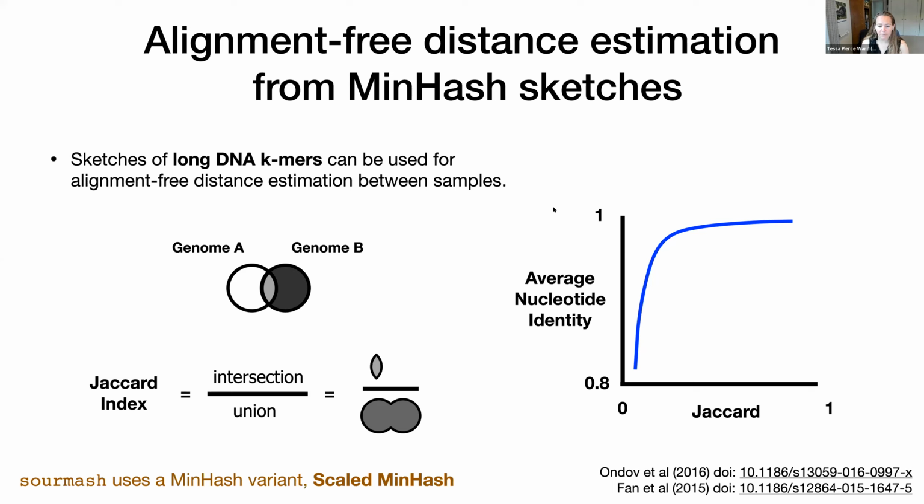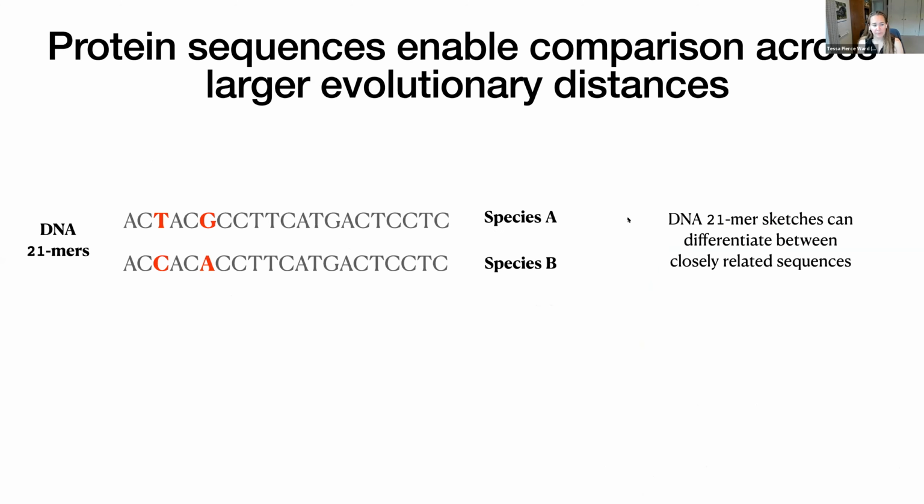Sourmash actually uses a min-hash variant, scaled min-hash, which enables us to do both containment as well as Jaccard index. And in particular, this enables comparisons between sets of different sizes. The majority of min-hash methods have focused on DNA k-mers, which are most useful for differentiating between closely related sequences.